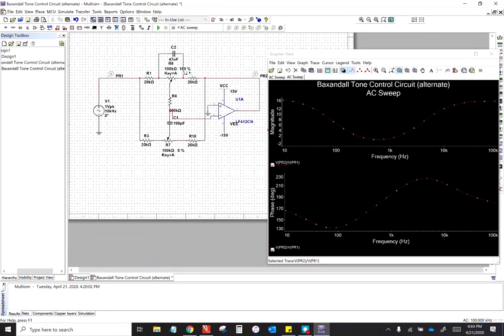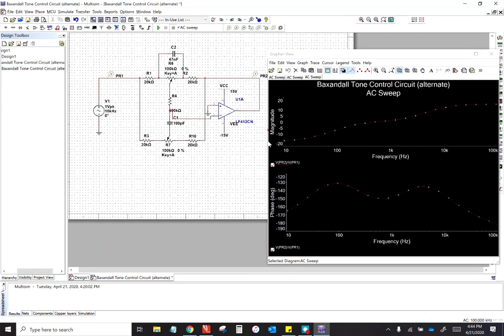If we now move this pot all the way down to there and rerun it, now we're going to get minimum low frequency gain. Notice the high frequency gain is still at 16 dB, but the low frequency gain is all the way down to minus 16 dB.